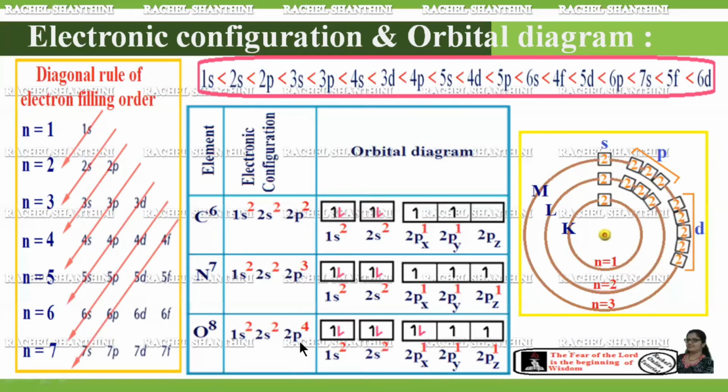The first 3 will occupy the px, py, and pz. Then only pairing will take place. So while writing the electrons in p orbitals, first you need to fill up 1 electron in each orbital. That is why I have given a black upward arrow mark. Then only pairing will take place. So to differentiate the upward and the downward direction, I have given separate colors: upward in black color and downward arrow mark in pink color.